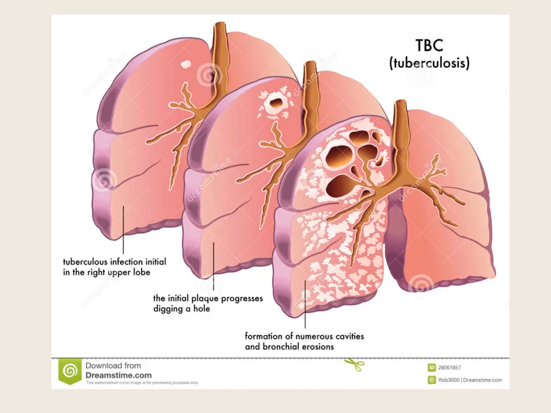Here's a diagram that's just showing what tuberculosis can do. It will put holes in your lungs because it's making cavities, breaking down the tissues. The bacteria are colonizing right there on the cells in your alveoli, producing toxins and killing those cells and creating holes in the lungs.